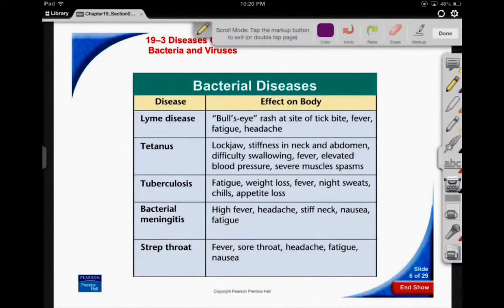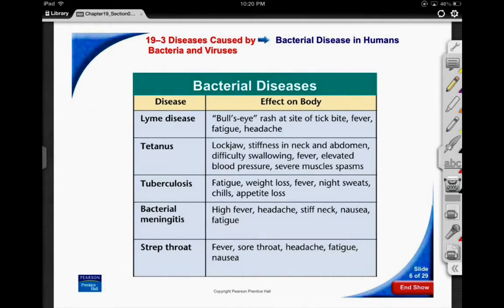So there's several diseases you can look at here. Lyme disease with its characteristic bullseye rash. Tetanus is a nasty one. If you've ever stepped on a rusty nail, you would have probably been running to the physician to get a shot.